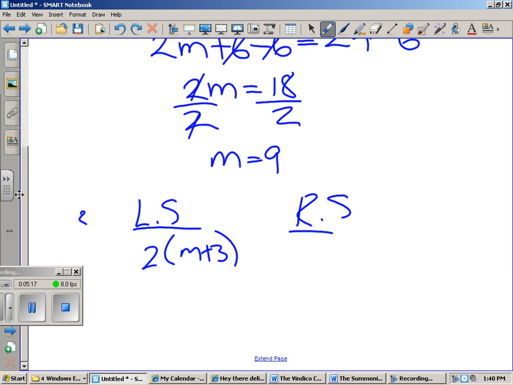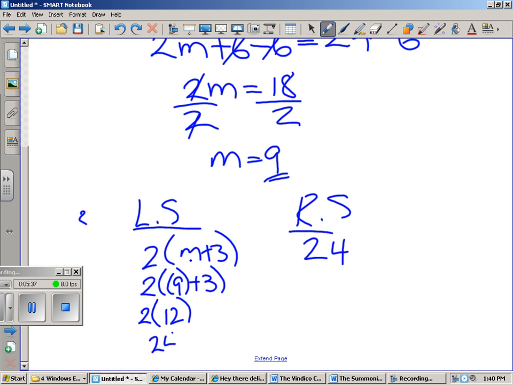And this was 24. Remember from last week what we do is we substitute our answer for the variable. So this will be 2 bracket, there's actually 2 brackets here, because that bracket around the 9 indicates that a substitution has been made. You have to do inside the brackets first, so that'll be 2 times 12, and that'll equal 24. That side is 24. Left side is equal to right side, and we are done.